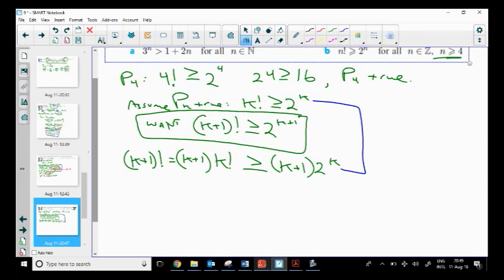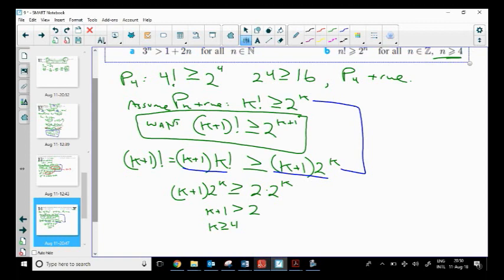From here, what do we have? Well, now we just need to show, since I've got the k plus 1 factorial here on the left, that's bigger than this. Is it true that k plus 1 times 2 to the k is greater than or equal to 2 times 2 to the k, which is 2 to the k plus 1? Well, yeah, k plus 1 is definitely bigger than 2 because k has to be bigger than or equal to 4. So k plus 1 is at least 5. So this is definitely true. My inequality is true again. I did it.